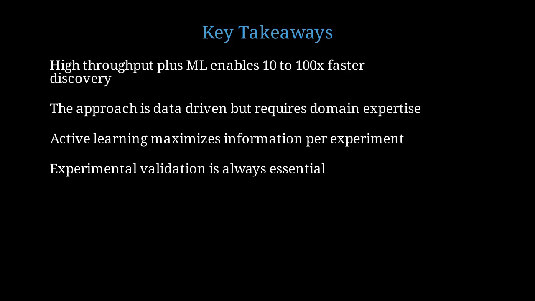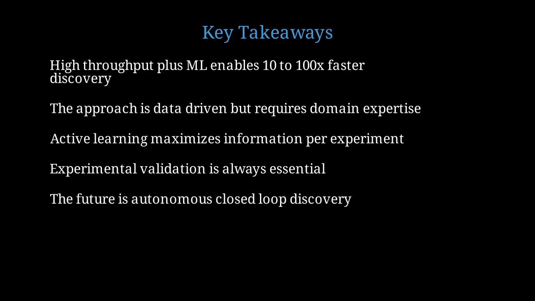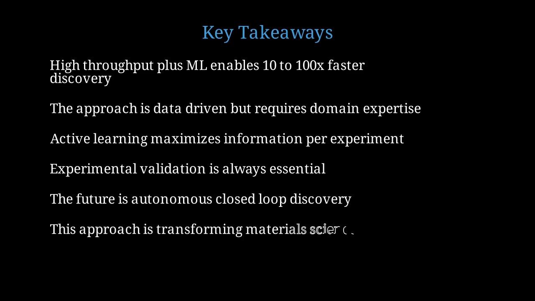Experimental validation remains essential. Models are tools to guide discovery, not replacements for actual synthesis and testing. The field is moving toward autonomous closed-loop discovery systems that can operate continuously without human intervention, further accelerating the pace of materials innovation. This integrated approach of high-throughput experimentation and machine learning is fundamentally transforming how we discover new materials, making it possible to tackle previously intractable problems in energy, medicine, and sustainability.